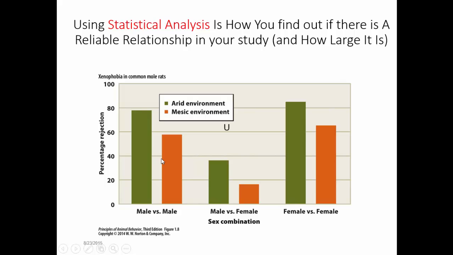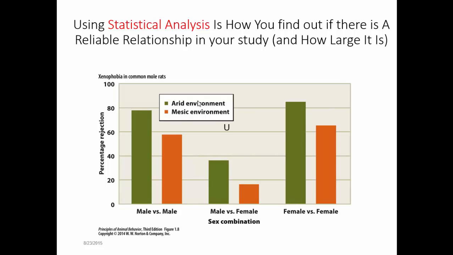So you can see across the board, whether it's male versus male, male versus female, or female versus female, there's more xenophobia, more aggression, where the resources are scarce in the dry environments. So that's a confirmation of the first prediction. Remember, the first prediction was that based on the theory that xenophobia is about protecting valuable resources like food resources, there's going to be more xenophobia where resources are scarce, because they're even more important there. Therefore, xenophobia is a more adaptive behavior where resources are scarce.